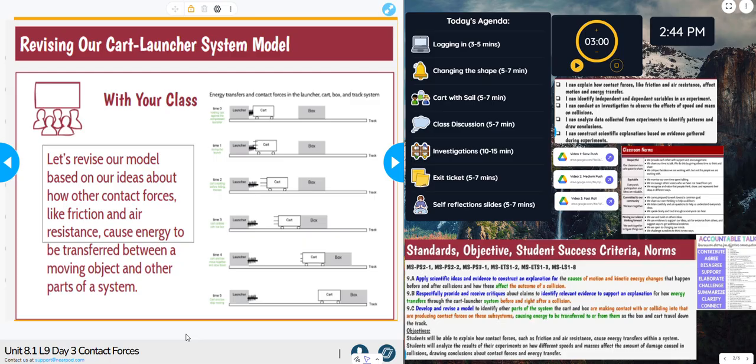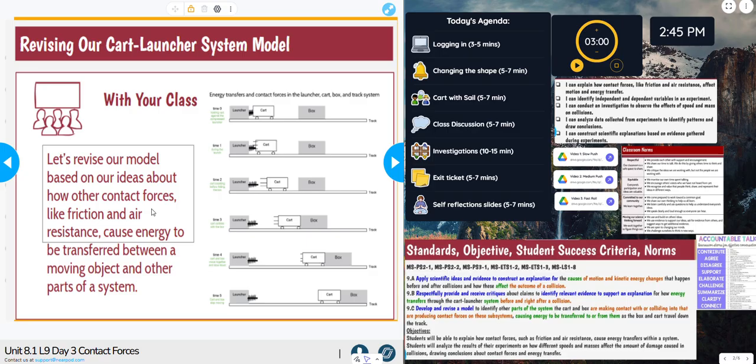All right, so on this slide, we're going to look at our cart launcher system. This is a model based on the 4 parts that we've consistently used. We've got the launcher, the cart, the box, and the track that the cart runs on. At 0 seconds, nothing's been going. After 1 second, you can see there's some energy forces or some motion after the cart. After 2 seconds, 3 seconds, 4 seconds, 5 seconds. So this is for a 5-second model.